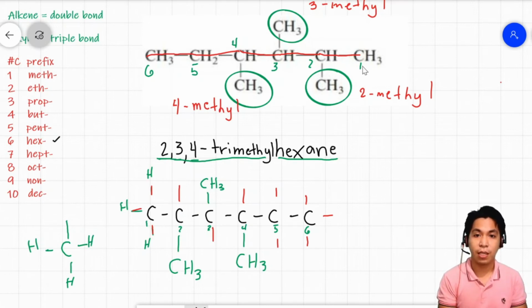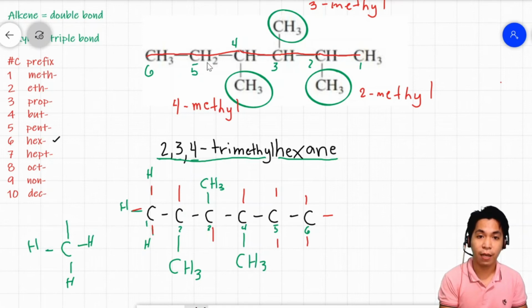As you can see, in carbon number 1, we have CH3, carbon with 3 hydrogen atoms. In carbon number 2, we have 1 hydrogen atom and then a methyl group. In carbon number 3, 1 hydrogen and a methyl group. In carbon number 4, 1 hydrogen and a methyl group.